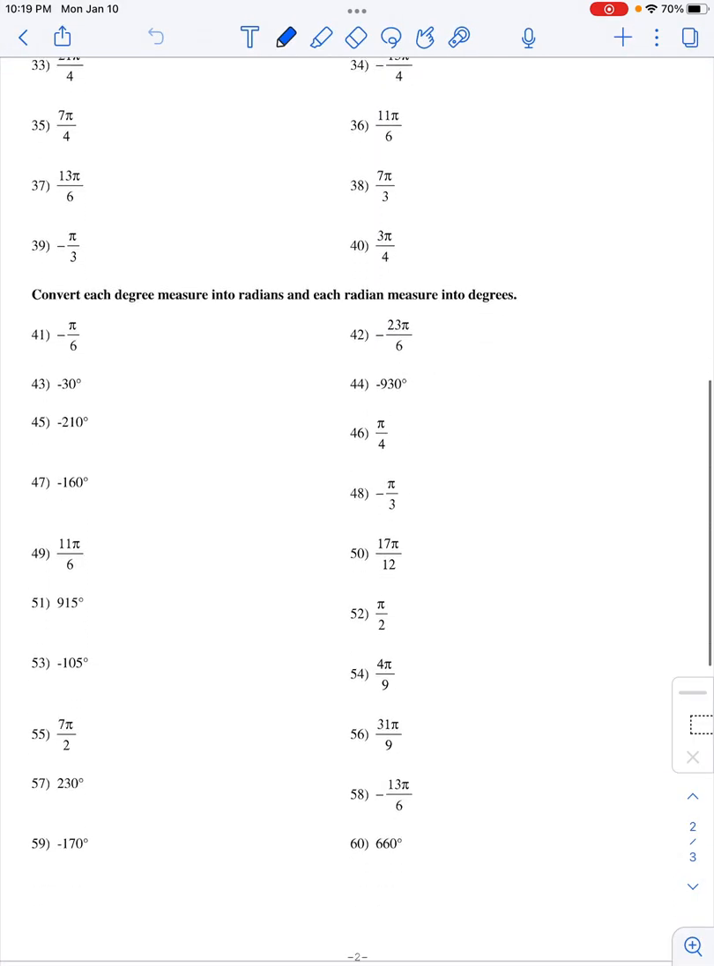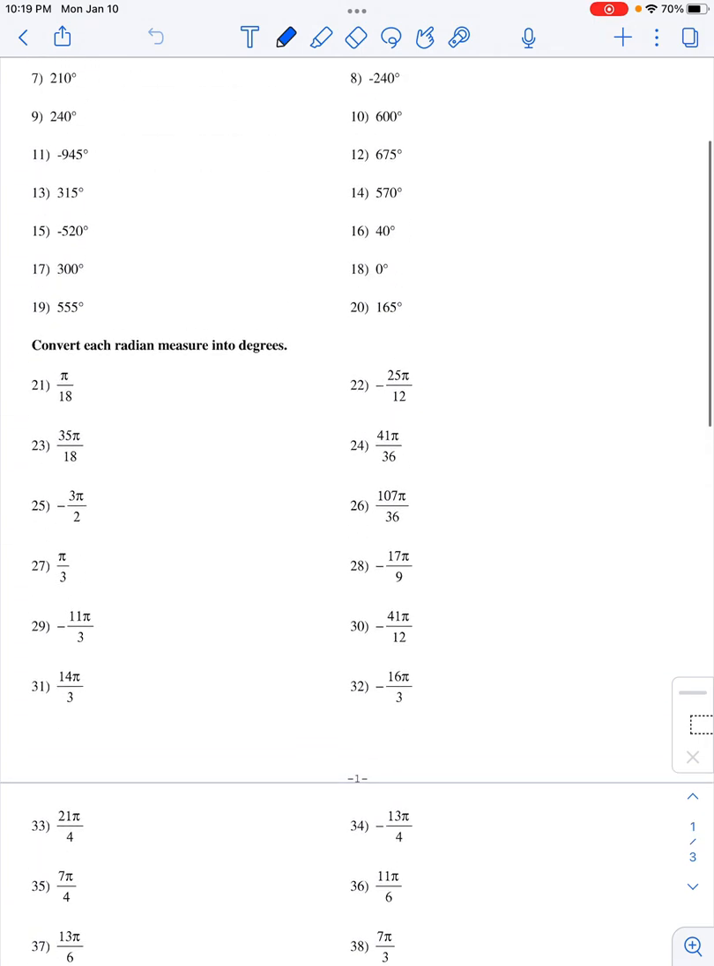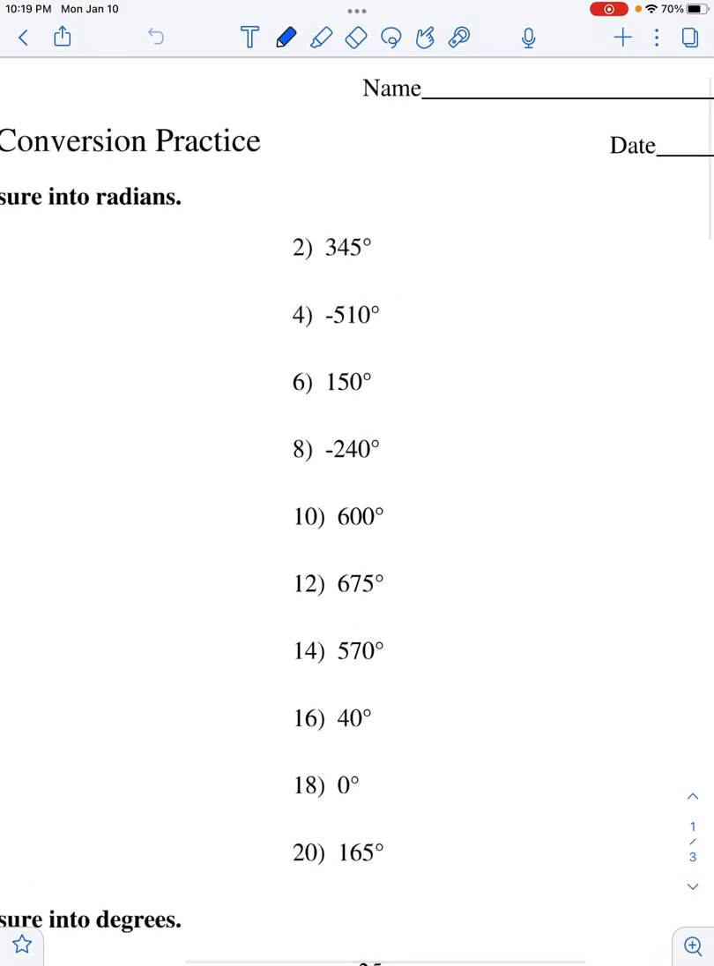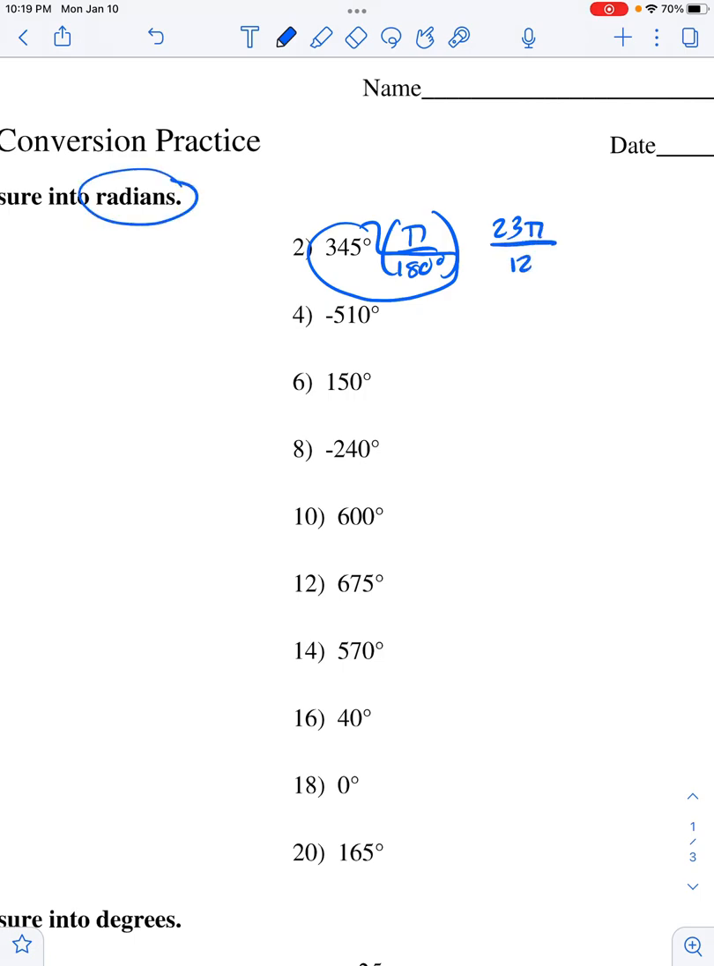Do you have to do it all? Yeah. Is it going to take you long? No. You're literally going down and doing each conversion. You do have to show your setup. So this is degrees. I'll go pi over 180. And then I'll reduce this on my calculator. 345 divided by 180. Math, enter, enter. I get 23 twelfths. But I still have that pi because I'm changing it into radians. So I should have my answers as fractions of pi.